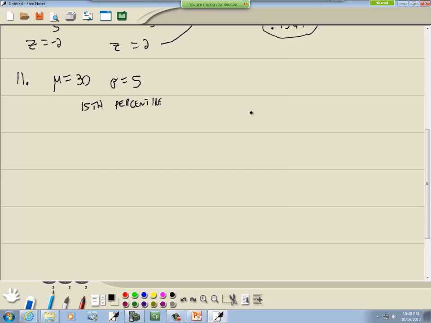Now, we're going back to this formula. Z is equal to x minus mu over sigma. Now, we're given the mu 30. We're given sigma, so those are given. What we're going to look up is we're going to find the z-score from the table, and then we're going to work backwards to find x. X is our goal. When I say find the 15th percentile, we're trying to find x. So let's go find the z-score.